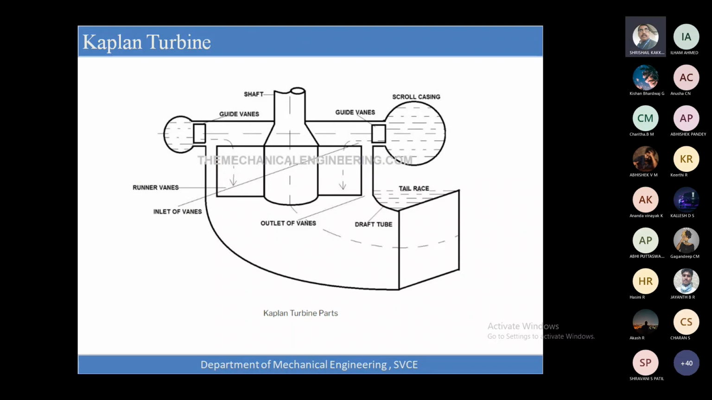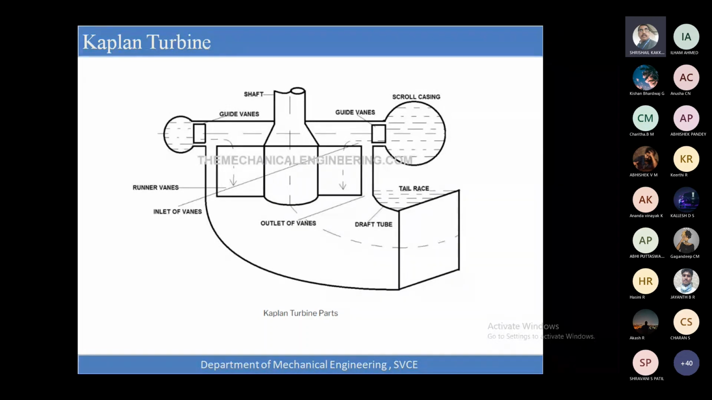Due to this, the runner will start to rotate. Once the resultant force is generated, it will rotate at very high speed. Continuously the water will be flowing onto this, and continuously it will be rotating, so that there will be an increase in the velocity. The shaft will give you the mechanical output. This will be coupled to the alternator, and the alternator will give you the AC current. This is how the Kaplan turbine works.